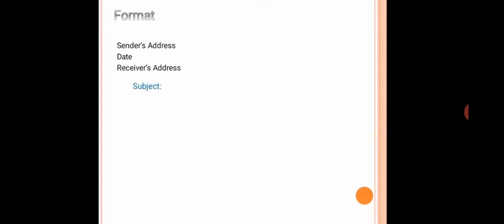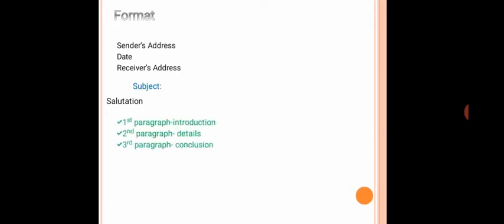After that, the subject is to be written. Subject means the title of the letter. Subject gives an idea to the reader why the letter has been written. Then salutation is there, where sir or respected sir is generally mentioned. The content is to be divided into 3 parts. First paragraph gives introduction, second paragraph gives details. It includes maximum number of ideas as far as the letter is concerned, and the third paragraph is conclusion.